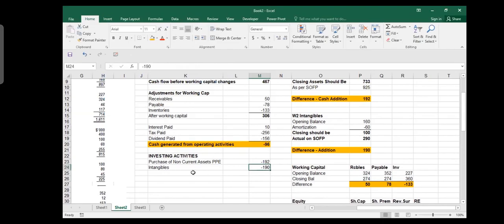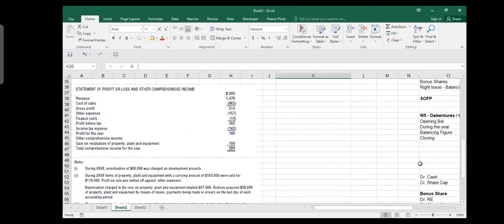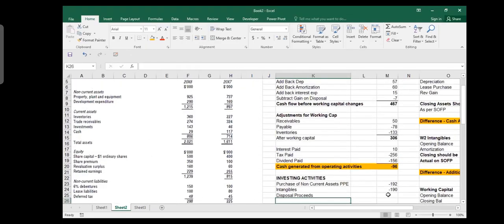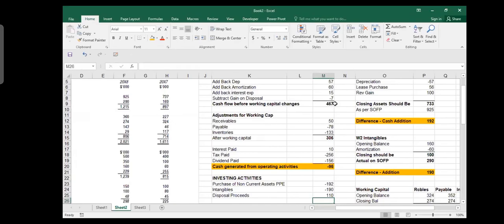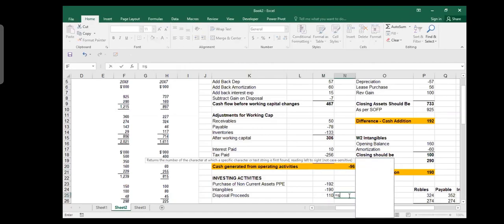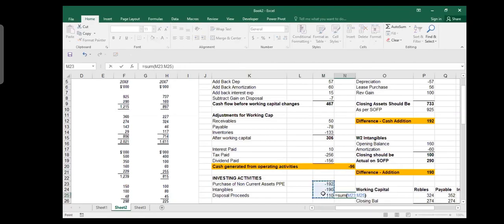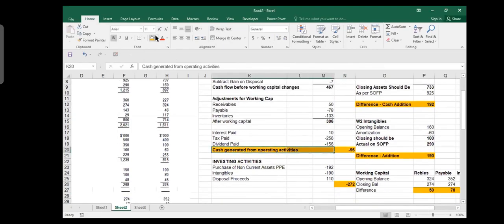So two negative cash flows you have, but then you have disposal proceeds. If you remember, we sold this asset. It was given in the question that you sold a non-current asset for $110,000. So this cash is coming in. So we record this $110,000. And by the way, let's put these numbers here. This is my cash generated from operating activities. I put it here so that we make a total. Otherwise, it will be confusing. And we also make a total here from these three. I'll say this is also one number I need. And these two, I will change the colors. And I'll say cash generated from investing activities.